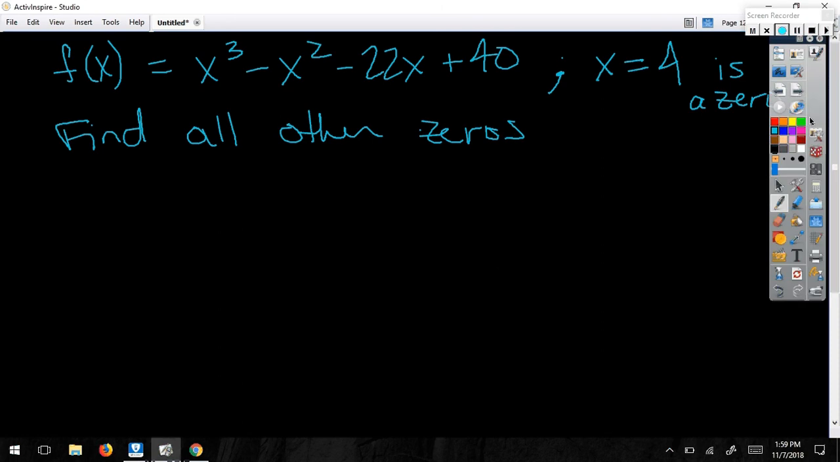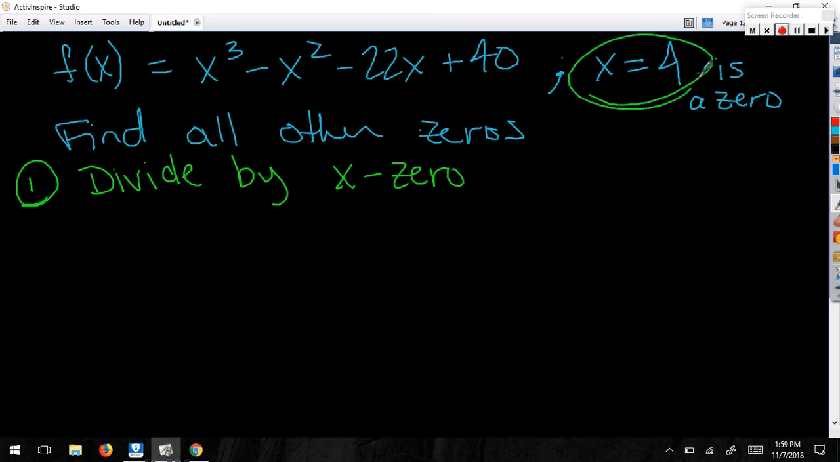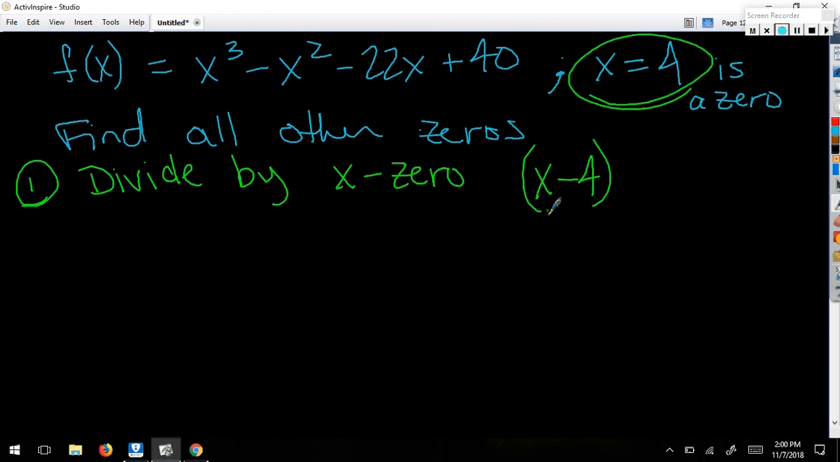First thing I'm going to do is divide by x minus whatever that 0 is. So in other words, for this one, I'm dividing by x minus 4. So on the outside of my synthetic division, what goes there? 4. Positive. You're exactly right.